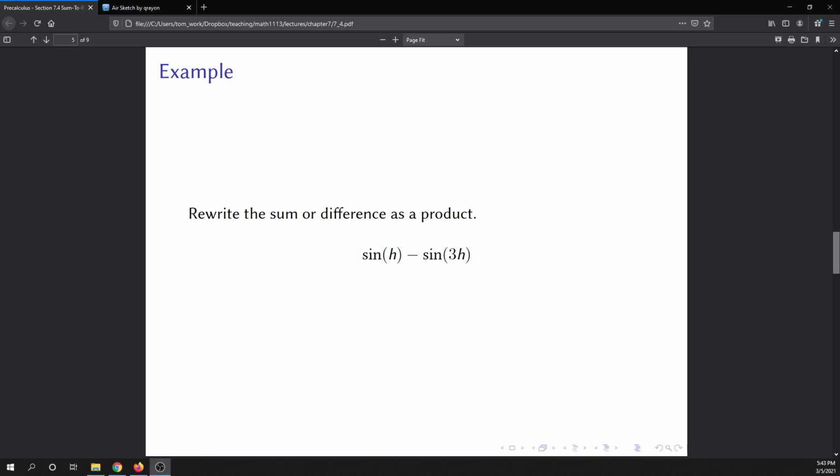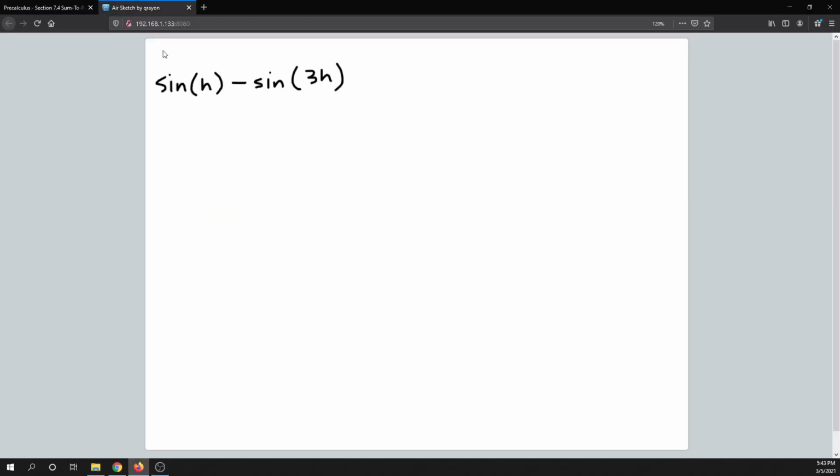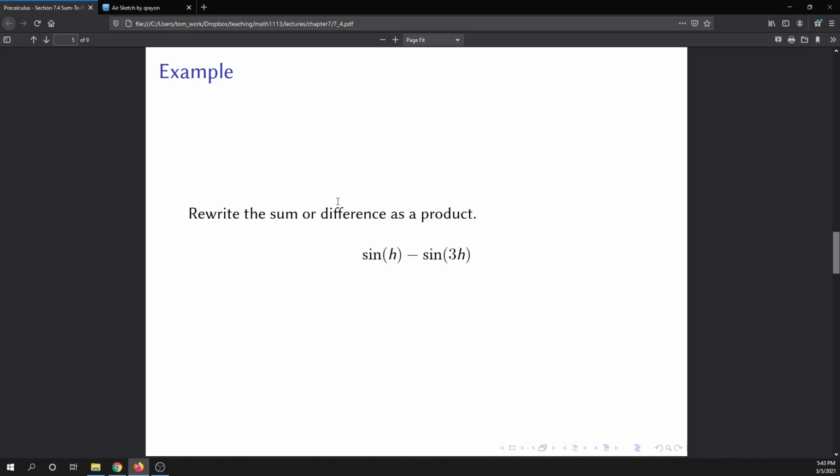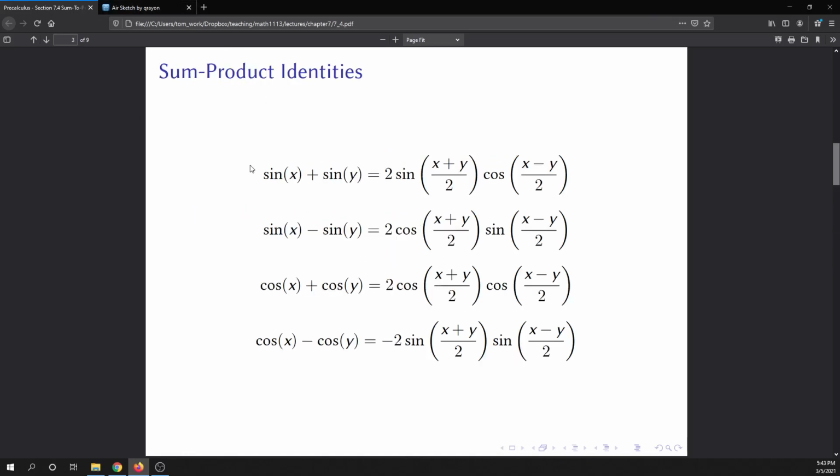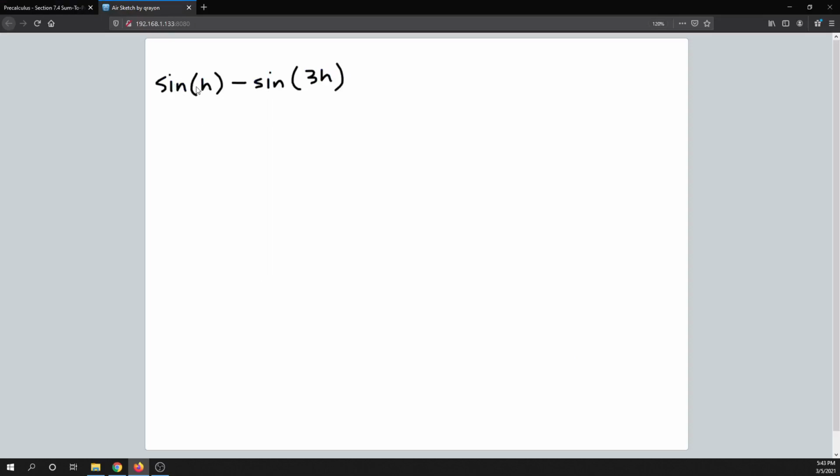All right, in this video, we're going to work through the following problem. It says to rewrite the sum or difference as a product. In this case, we have a difference, sine h minus sine 3h. And so what we're going to do is look at the sum to product formulas, and we're going to be looking for one that most closely resembles this.